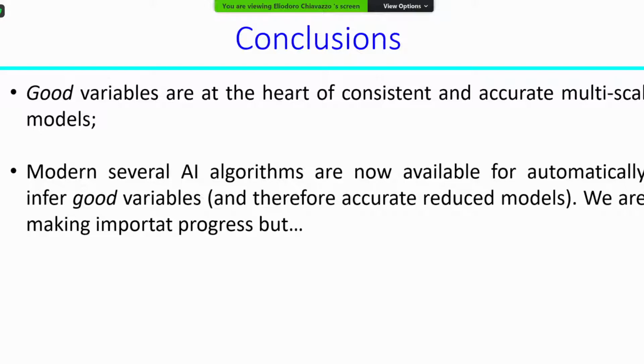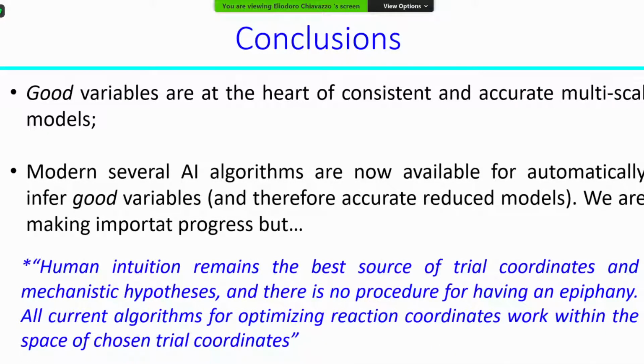But I would like to conclude with a quotation from the seminal paper of Peters, which was from 2016. And I think it's still like that, because these artificial intelligence tools are still based on fine-tuning and some parameters that you have to input. So I think it's fair to say still that human intuition remains the best source of trial coordinates and mechanistic hypotheses. And there is no procedure yet for having an epiphany in that respect. And I think it's still like that.